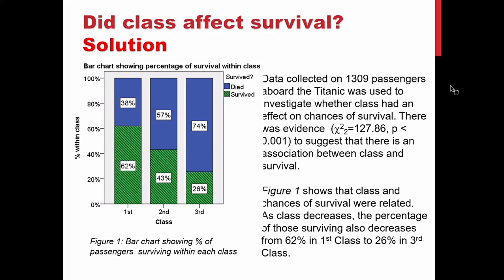There was evidence, with a chi-square test statistic of 127.86 and a p-value of 0.001, to suggest that there is an association between class and survival. The stack bar figure shows that class and chances of survival were related. As class decreases, the percentage of those surviving also decreases, from 62% in the first class to 26% in the third class.